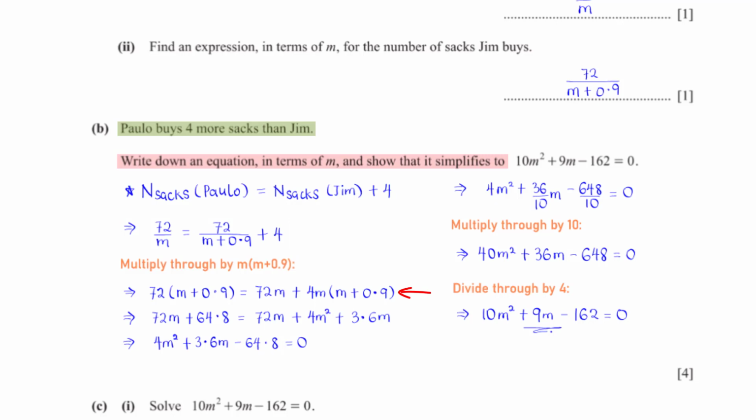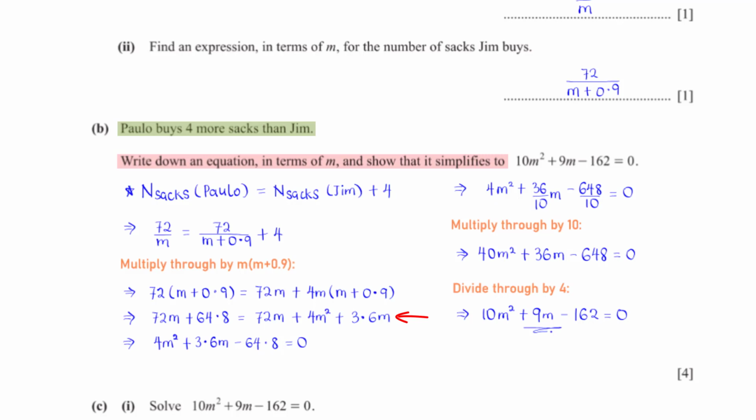When we expand the brackets, 72 times M is 72M. 72 times 0.9 is 64.8. 4m times m is 4m squared. 4m times 0.9 is 3.6m.